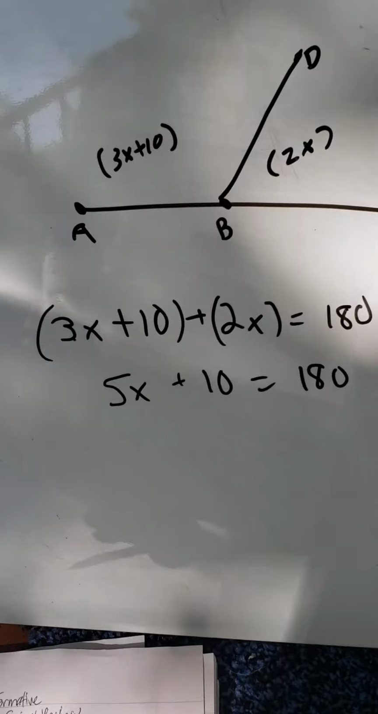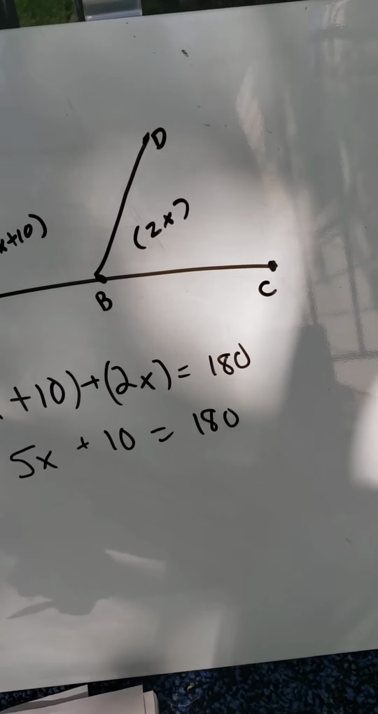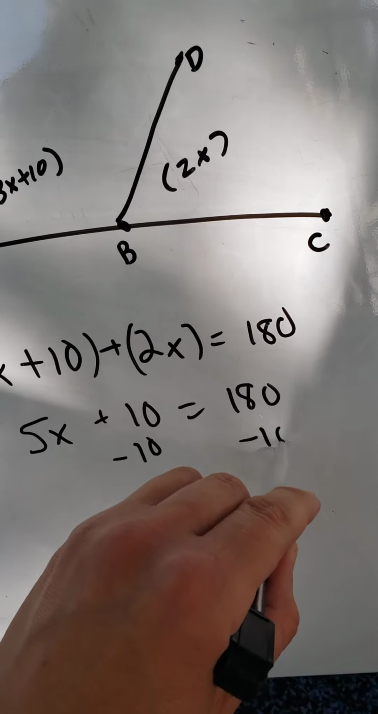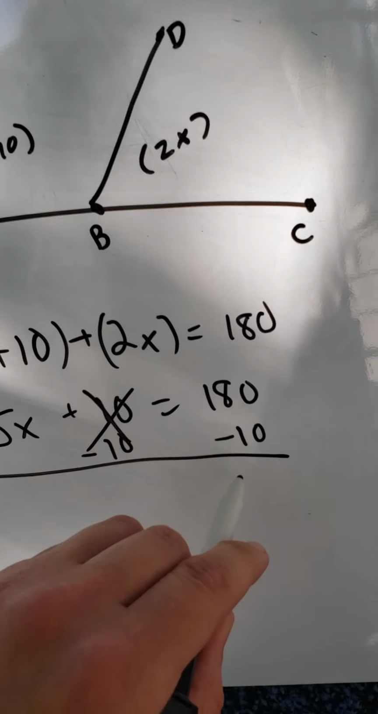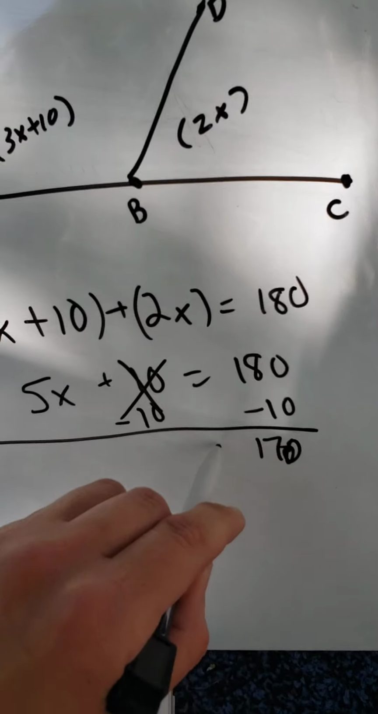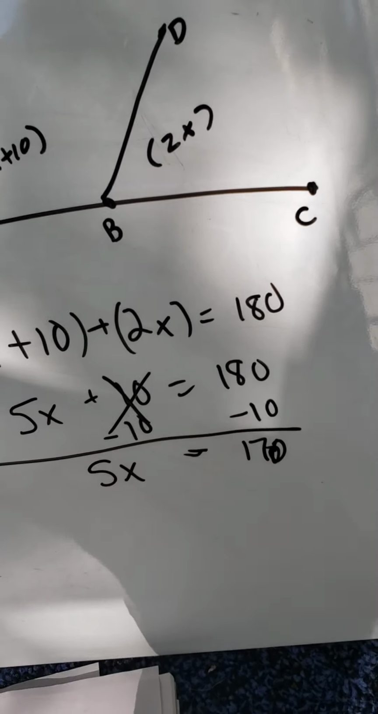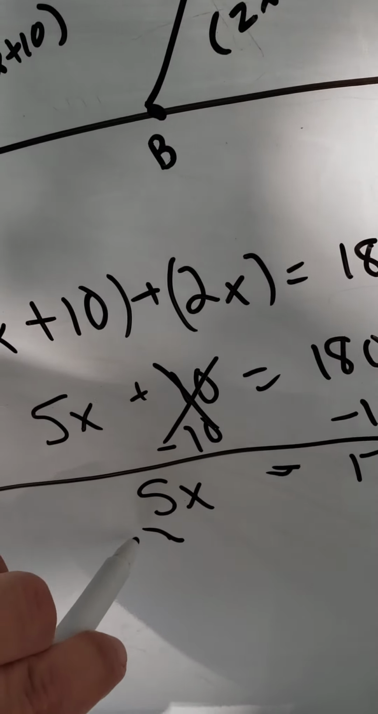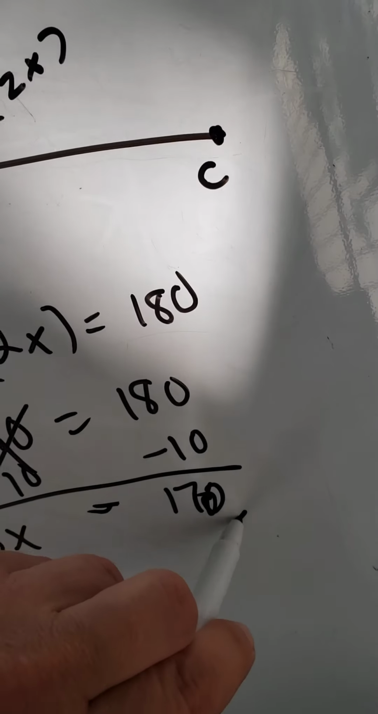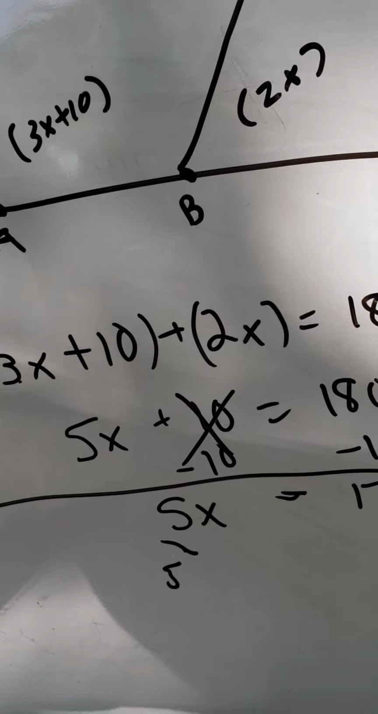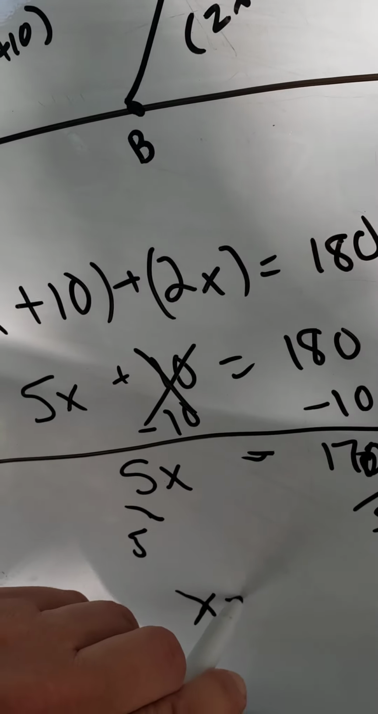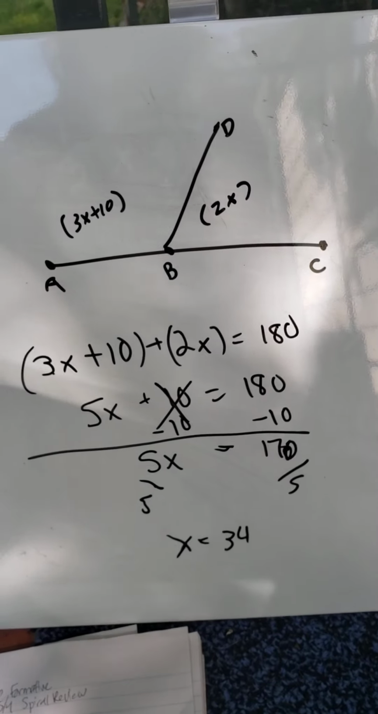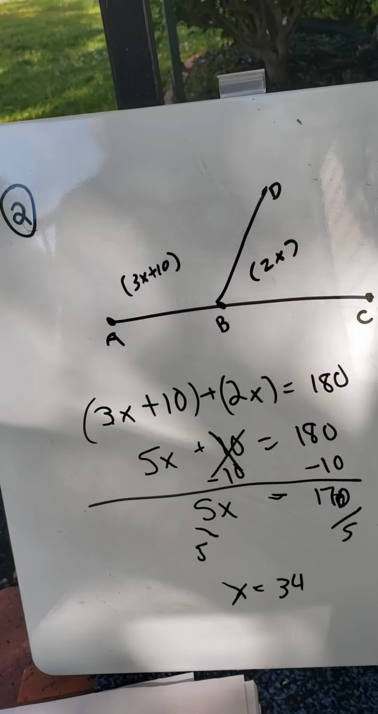Now we can start to solve for x, which will help us figure out the actual angle. Alright, so we have a plus 10 on this side. We have to take it away from this side. It gets rid of it here. We get 170. And bring down 5x. To get rid of the 5, it's being multiplied by x. So we're going to divide by 5 here, divide by 5 here, which gives us x equals 34. Now, a lot of people will put that as the answer. You're not done yet. That just means x equals 34.